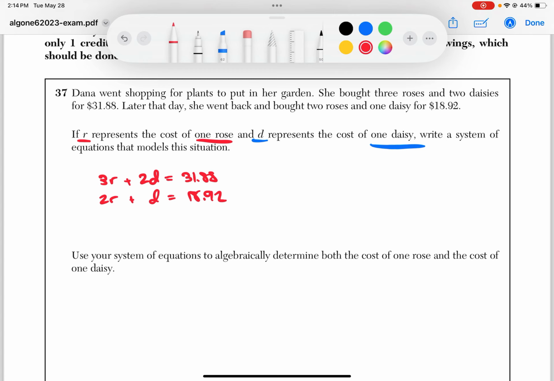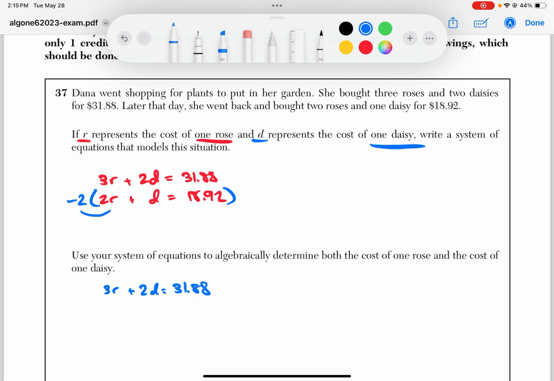We need to solve this system. The easiest way I find is going to be elimination, right? If I added these together, nothing cancels out at the moment. I'd really like for that to be a -2, though. So why don't I just take this equation and multiply it by -2? So on the top, we still have 3r plus 2d is $31.88.